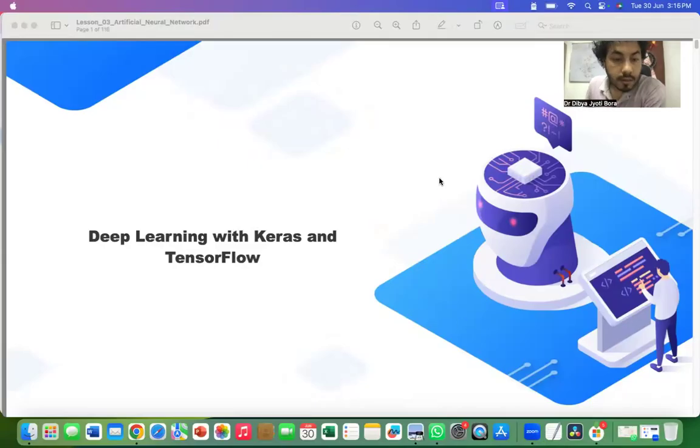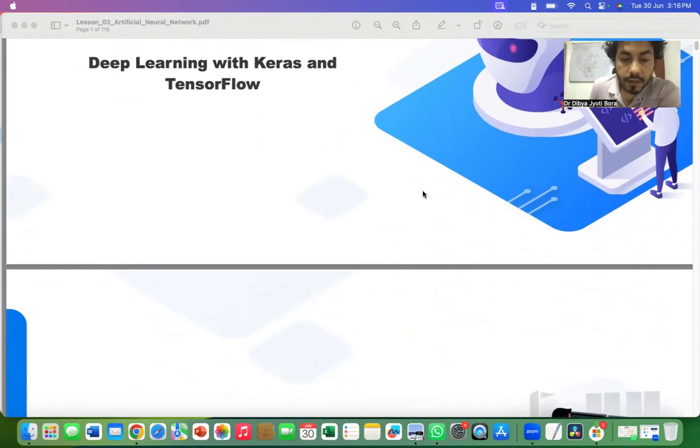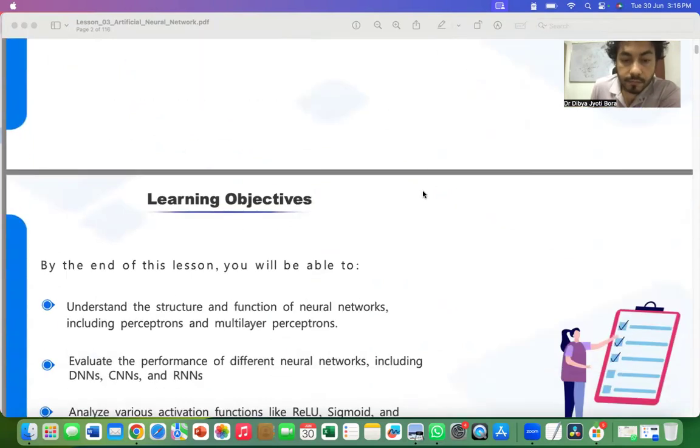Yeah, in this session, we are going to discuss deep learning. Obviously, we are going to learn some practicals, and that we will do with Keras and TensorFlow. But before that, we have to clear the technical concepts of deep learning. So let's discuss it. First, we'll start with artificial neural network.